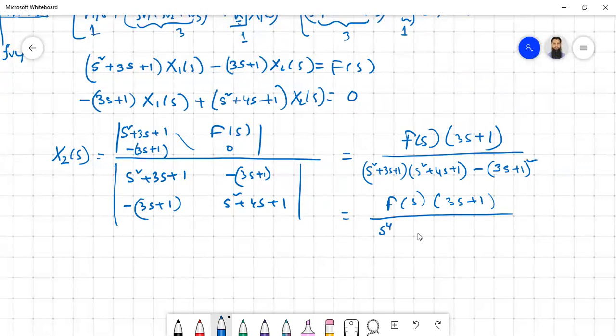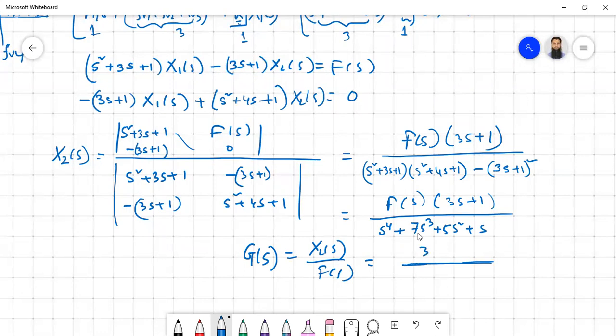what you are going to get is s to the power 4 plus 7s cube plus 5s square plus s. As you can see in the denominator, s can be taken common. So our function G(s) equals X2(s) by F(s). What will be left is (3s plus 1), and taking s common, s cube plus 7s square plus 5s plus 1 in the denominator. So this is the required transfer function.